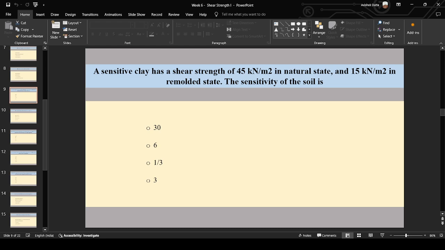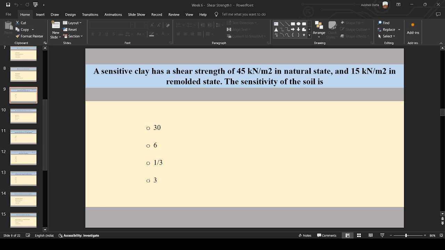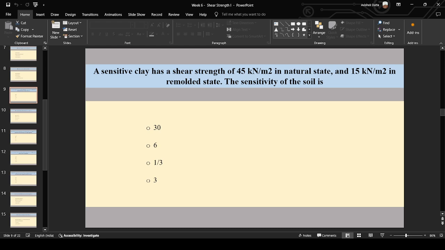A sensitive clay has a shear strength of 45 kilonewton per meter square in natural state and 15 kilonewton per meter square in remolded state. The sensitivity of the soil is, the options are 30, 6, 1 by 3 or 3. Okay. Next question.